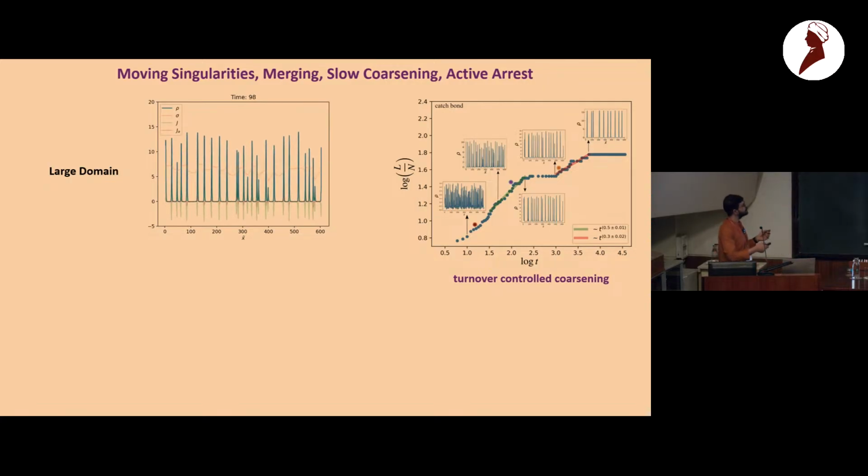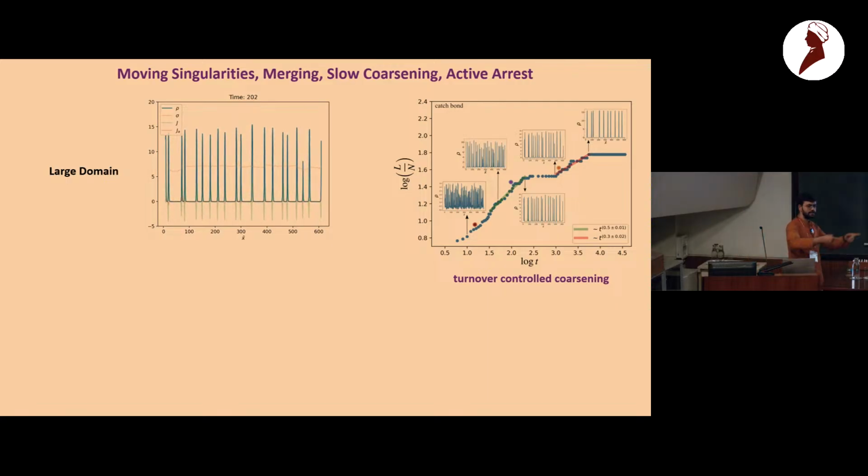This is a large domain simulation. You are getting many such structures, which are all one-dimensional versions of those stress fibers. If you take a large domain, you first form those singularities, and they will merge and coarsen. But the coarsening rate is non-standard, so there is no universality class like in standard systems. We have seen very slow coarsening, logarithmic coarsening in fact, and it depends on how long you are simulating.